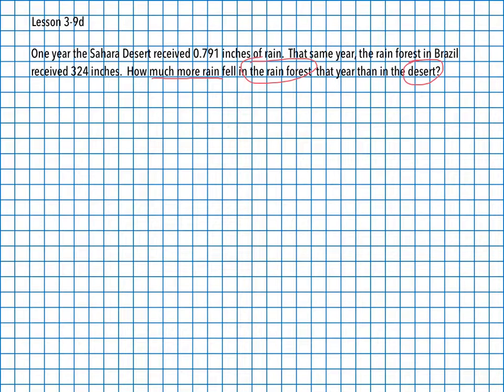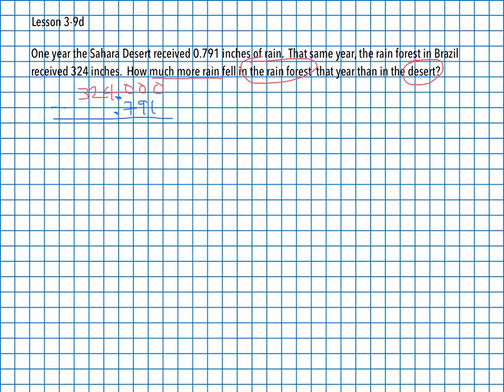So we're going to start out with 324, and we're going to subtract 0.791. Now, here's the important part with this problem. It's lining up the problem correctly, because the decimal point is going to go after that whole number, and then the decimal point is going to go 791, and now we're going to subtract. It's very important that we line up our decimal points. Now we're going to fill the rest of this with zeros.